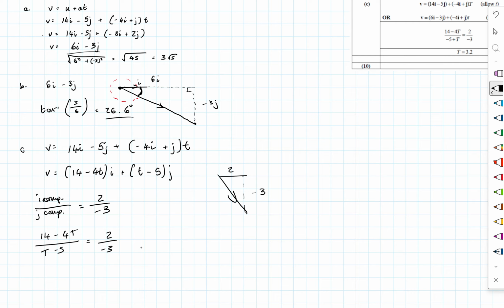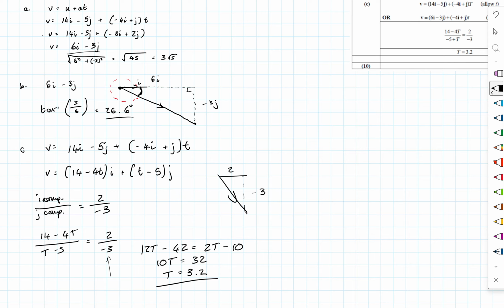So if I multiply up, I will get 12T minus 42 equals 2T minus 10. And then I can solve this. I get 10T equals 32 and T equals 3.2. So I'm doing exactly what we did in exercise 3b, what we had a little bit of practice with, but this is just an easier way to do it.